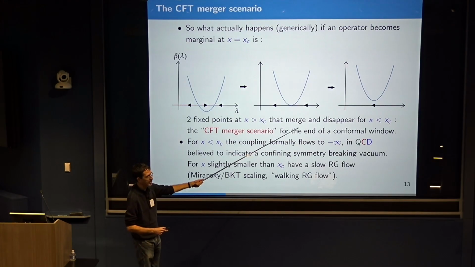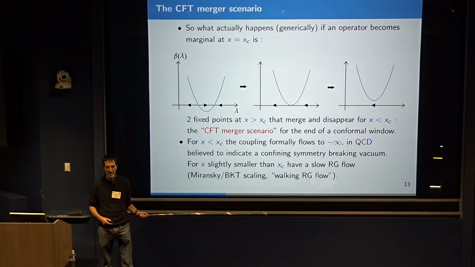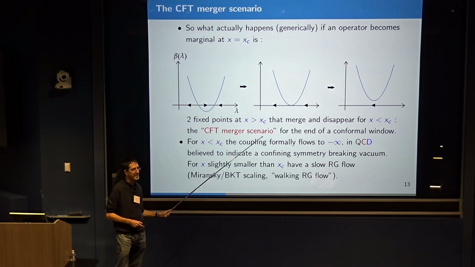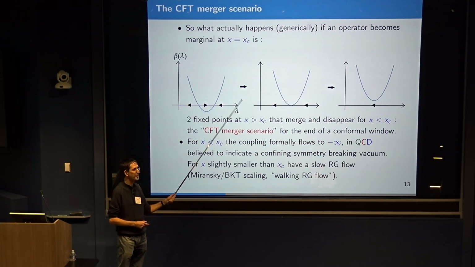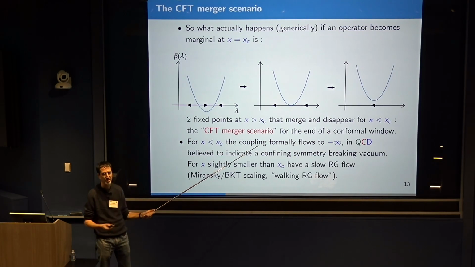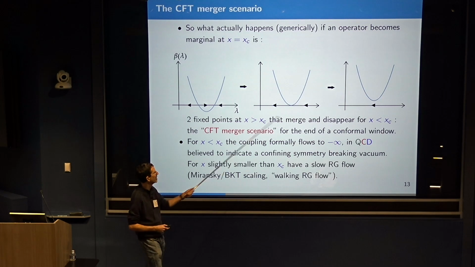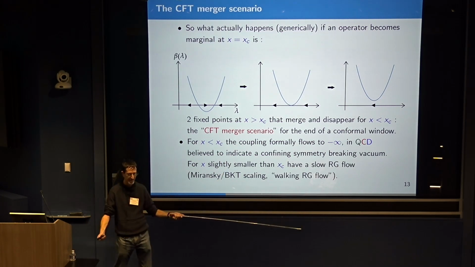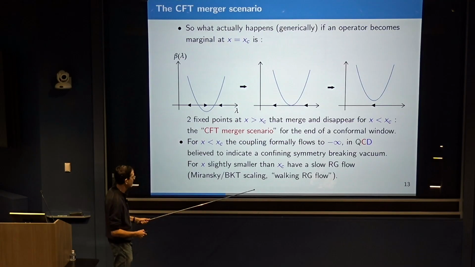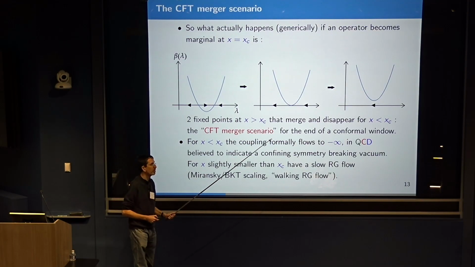So this is obviously one viable scenario for how conformal windows can end. But what I'd like to stress in this talk is that there are also other possible scenarios which are equally generic. So one should not focus just on this scenario, but one should keep one's mind open and really test which scenario actually happens for the end of the conformal window in a specific theory like QCD. So this is one scenario.